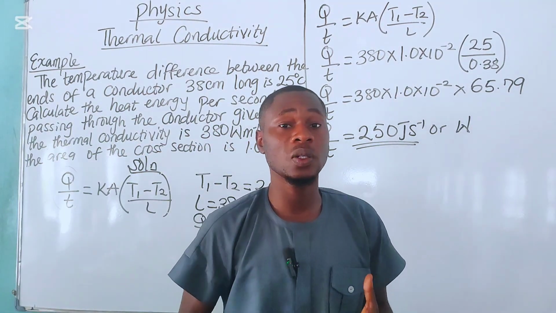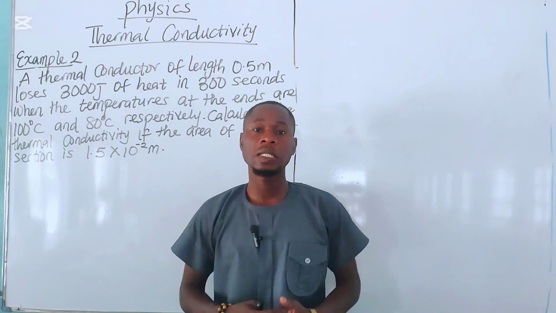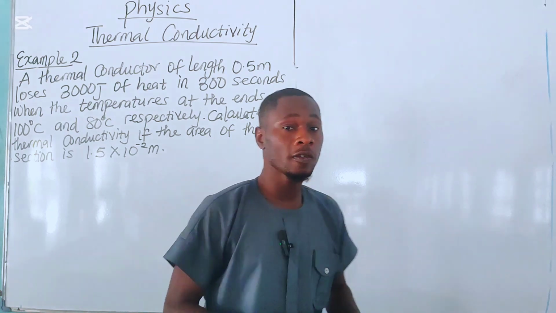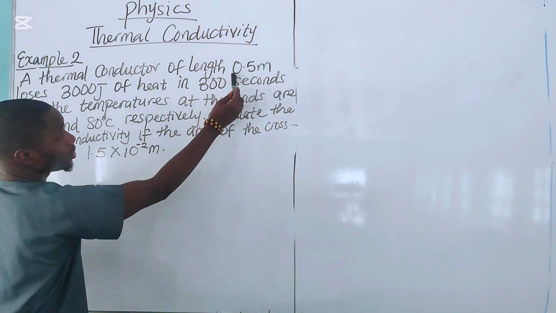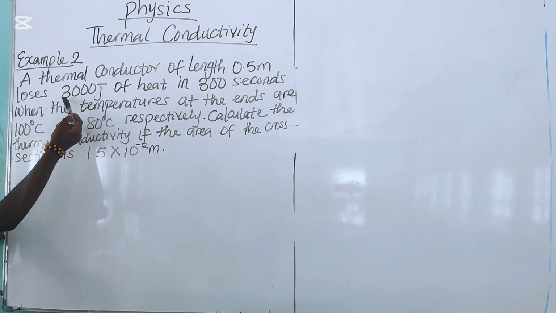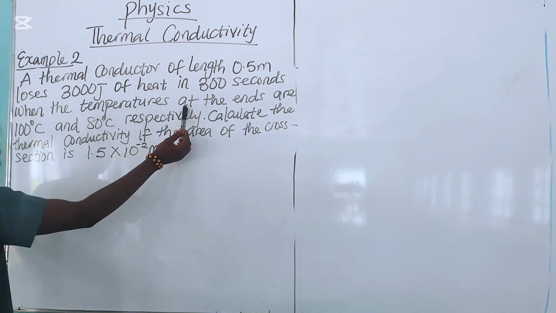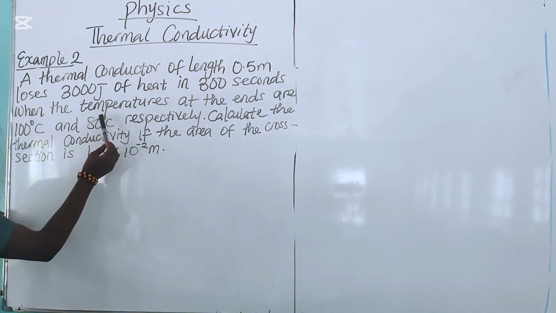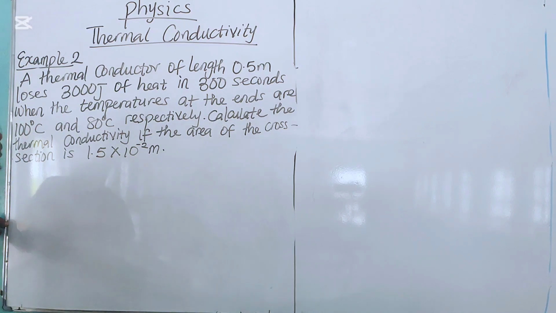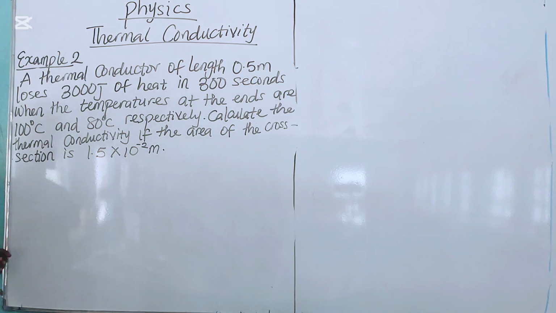So let's look at another example under the thermal conductivity of a material. Okay, so this is the second example we have under the thermal conductivity of a material. Now the question says that a thermal conductor of length 0.5 meters loses 3000 joules of heat in 300 seconds when the temperatures at the ends are 100 degrees Celsius and 80 degrees Celsius, respectively. Calculate the thermal conductivity if the area of the cross section is 1.5 times 10 power minus 2 meters.